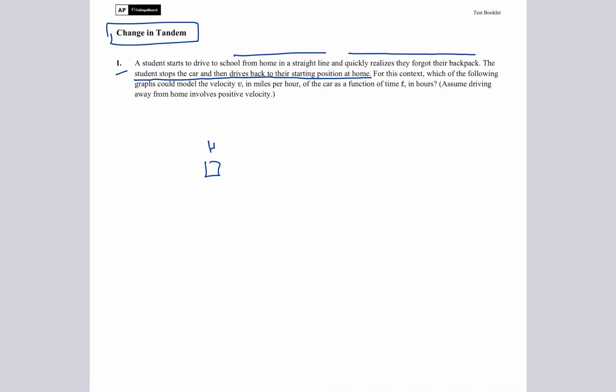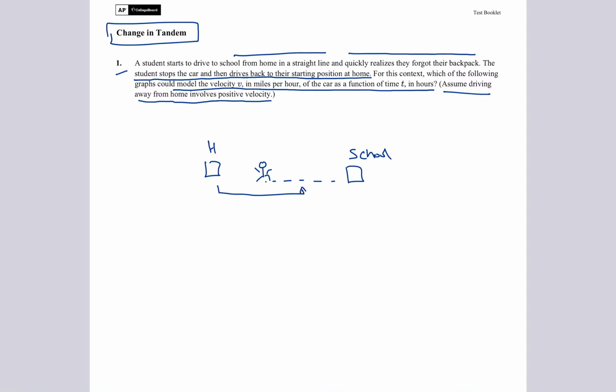So this is home, and we have a student who's basically driving from home all the way to school. Now, let's just continue on with the question. For this context, which of the following graphs could model the velocity v in miles per hour of the car as a function of time t in hours? And this is a really important note: assume driving away from home involves positive velocity. So moving away from home is a positive velocity, and moving back home would be a negative velocity.